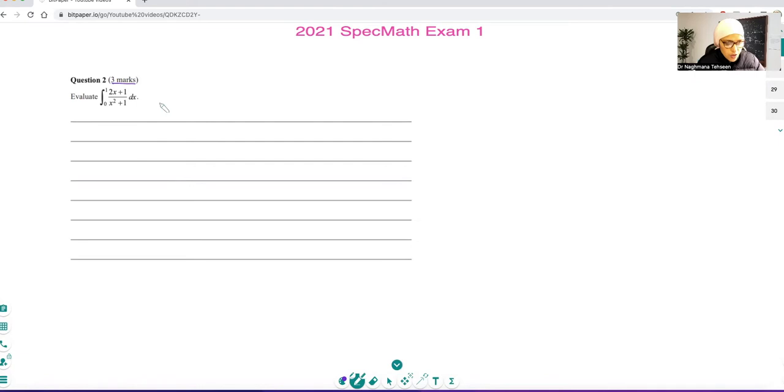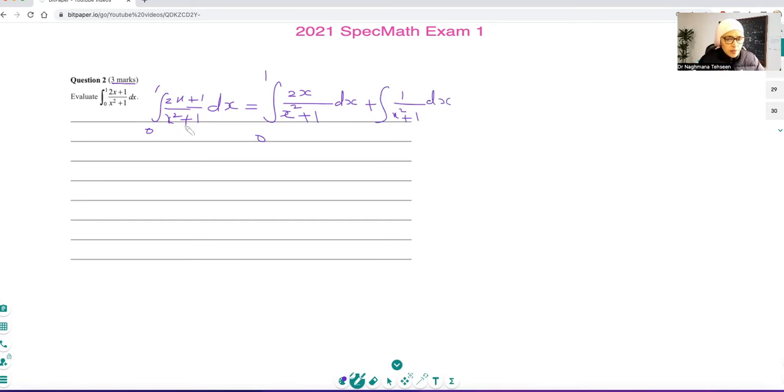So we just have to go and integrate it from 0 to 1. The integral of 2x plus 1 over x squared plus 1 dx, and we can rewrite it like 2x over x squared plus 1, plus 1 over x squared plus 1 dx.